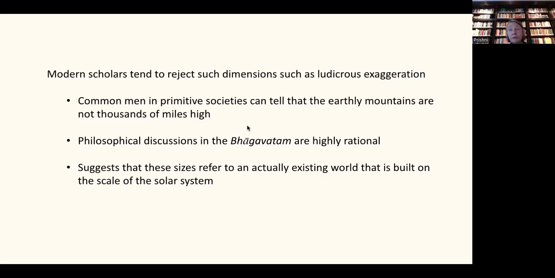Then he also mentions that if you look at other portions of the Bhagavatam, very highly sophisticated philosophical discussions come throughout. So the people writing the Bhagavatam, whoever wrote it, wherever this comes from, it's not from some primitive person who had no understanding or knowledge. So he leads to this third point here. He suggests in this book that these sizes refer to an actually existing world that is built on the scale of the solar system. And of course, the scale of the solar system comes from the fact that Bhumandala covers almost the entire diameter of the universe, and it's 4 billion miles, which is the orbit of Uranus. So that's the hypothesis that he's going on here.